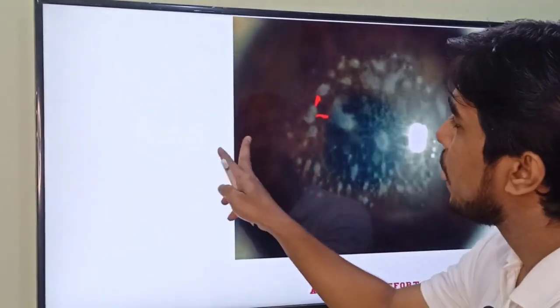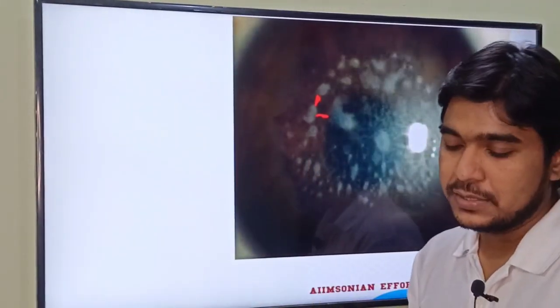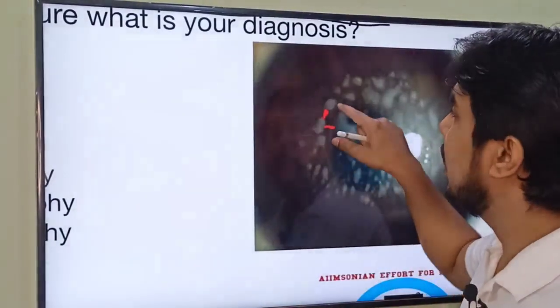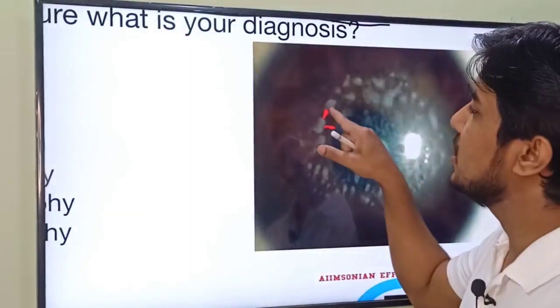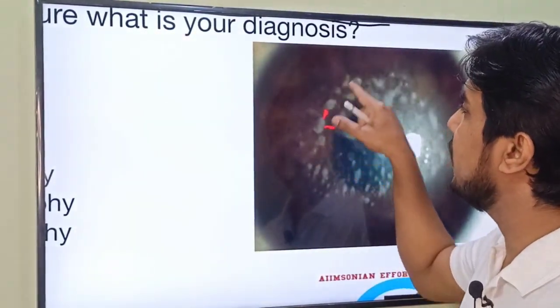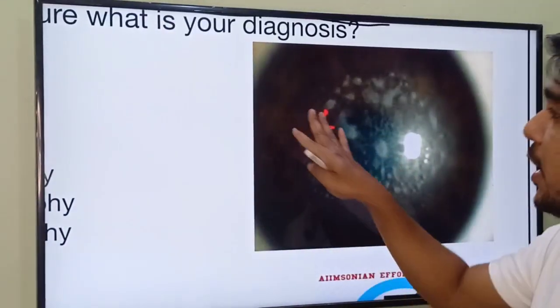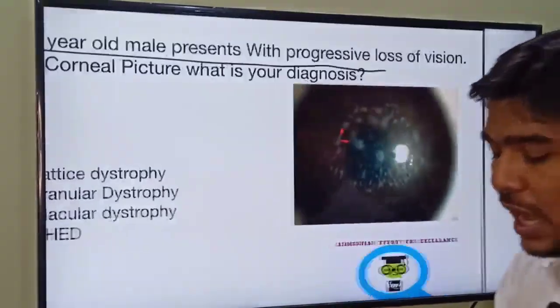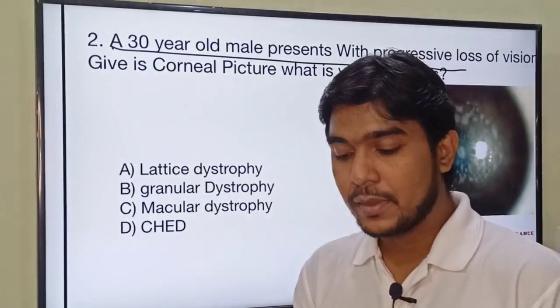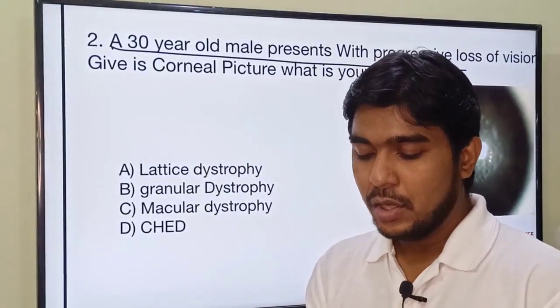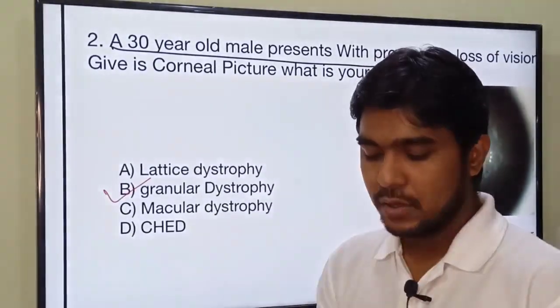And the third point that you have to see is the involvement of the limbus. Since here the opacities are discrete, the spaces between the different opacities are clear, and it is not extending to the limbus, the answer to this question will be granular dystrophy.